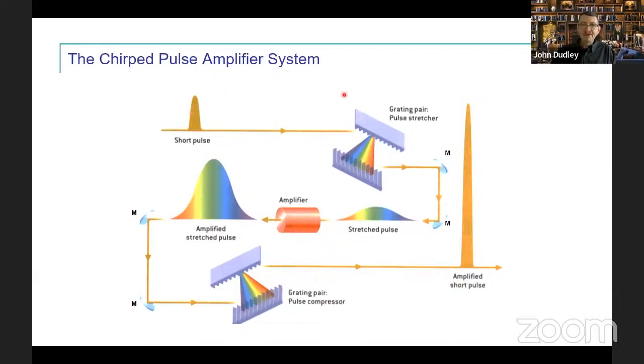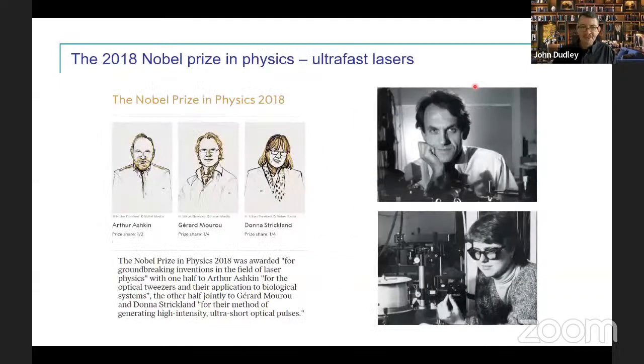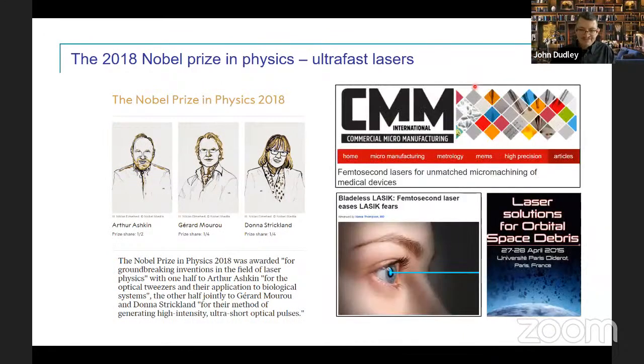Going from this step to this step would be impossible without blowing up your amplifying medium, but by stretching and compressing the pulse, you can do it. And this led to the 2018 Nobel Prize for Strickland and Mourou. And the applications of chirped pulse amplification for high power lasers are, again, in unexpected areas. Clean micromachining of medical devices.